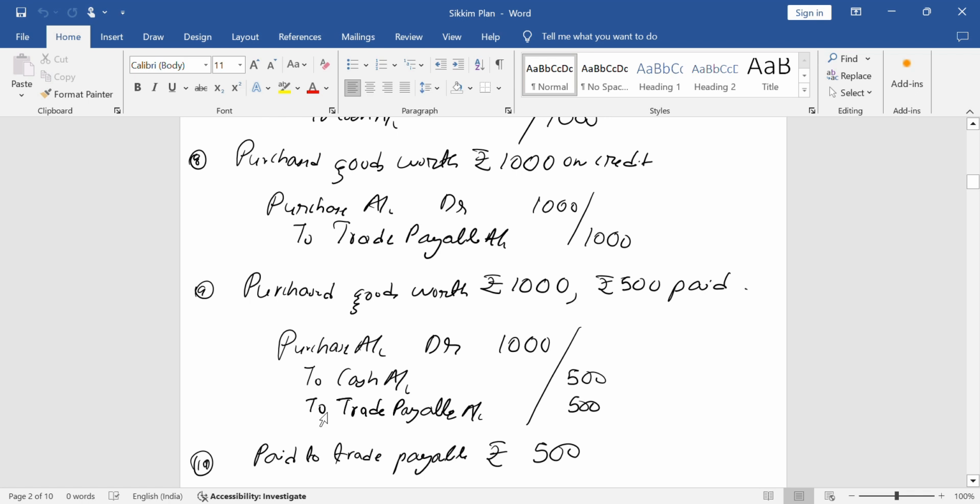And then we again have a trade payable. As we have not paid someone rupees 500, it is adding up into my trade payable account. Increase in liability, so increase in liability is credit again.